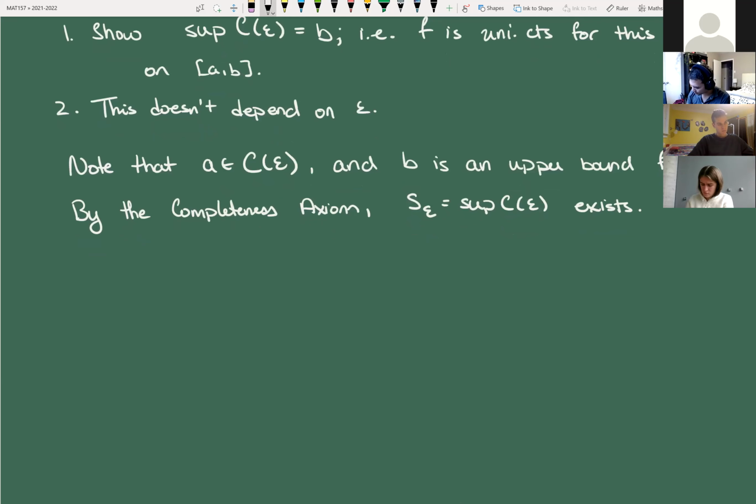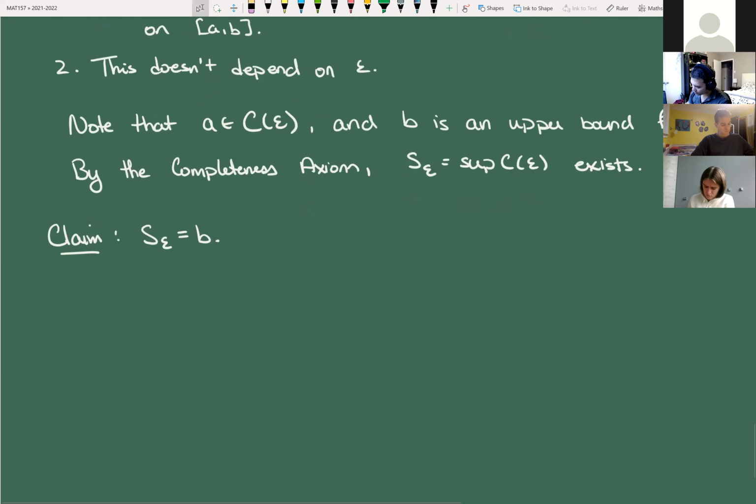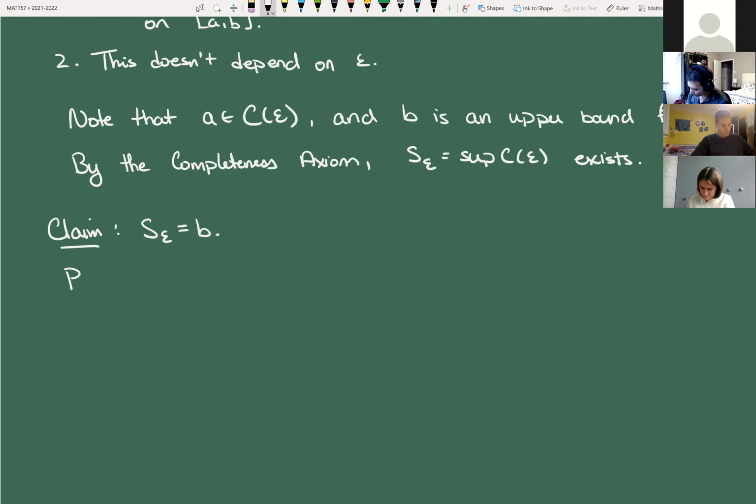Okay, so claim: S sub epsilon is equal to B, right? So this is me proving number 1 there. I want to show that the supremum of C epsilon is equal to B. So claim S sub epsilon is equal to B. All right, so the proof of this claim, well, certainly S sub epsilon is less than or equal to B, right? Since B is an upper bound and S sub epsilon is the least of the upper bounds.